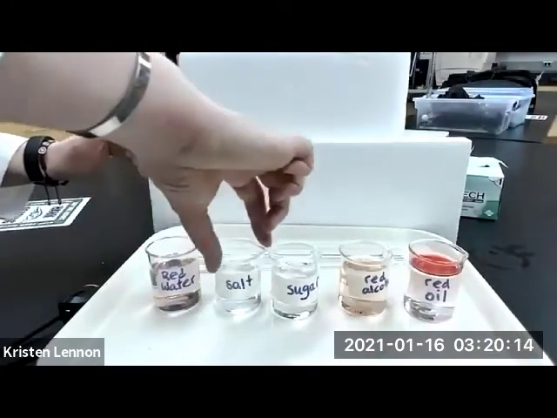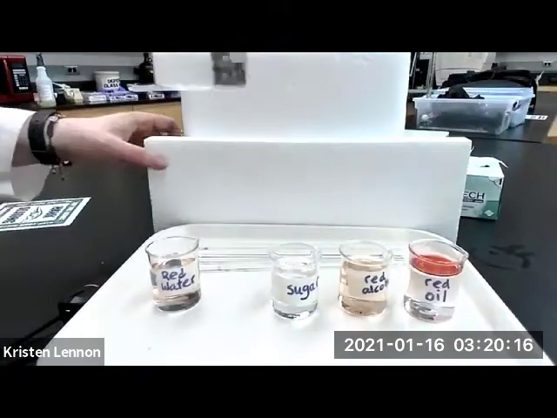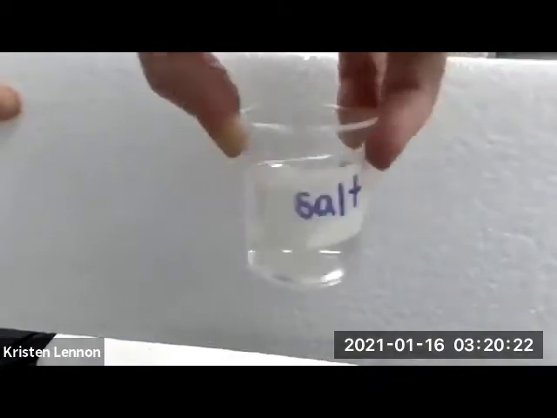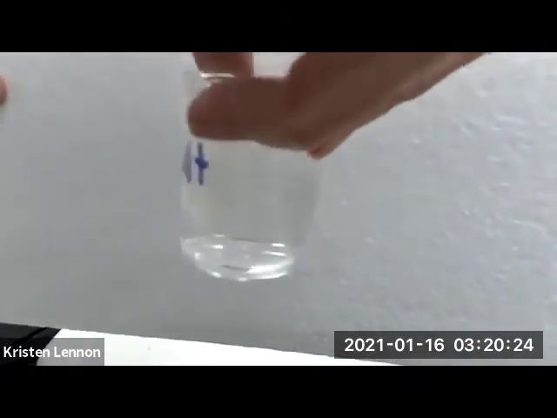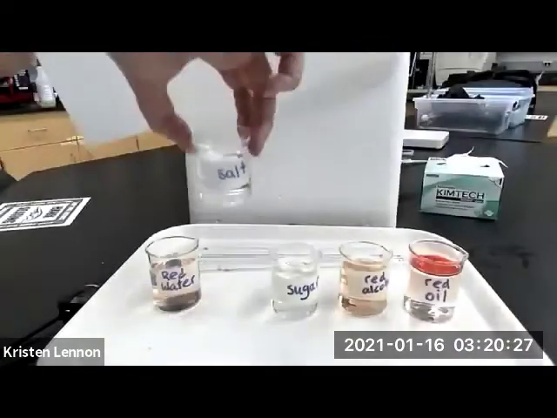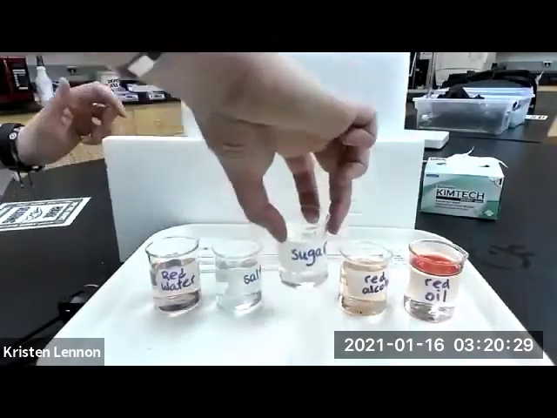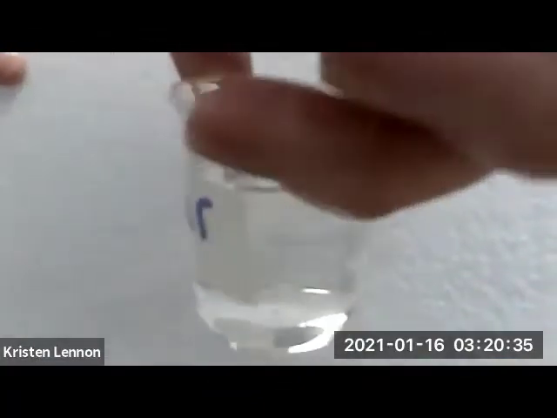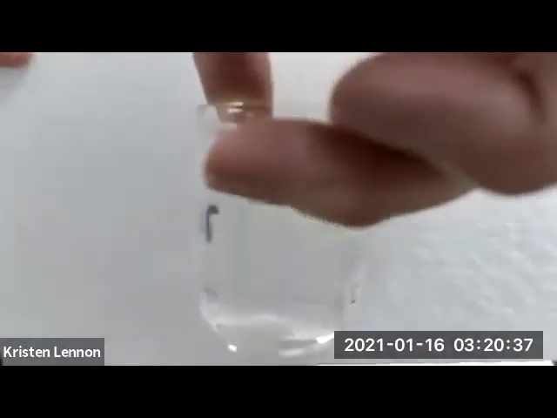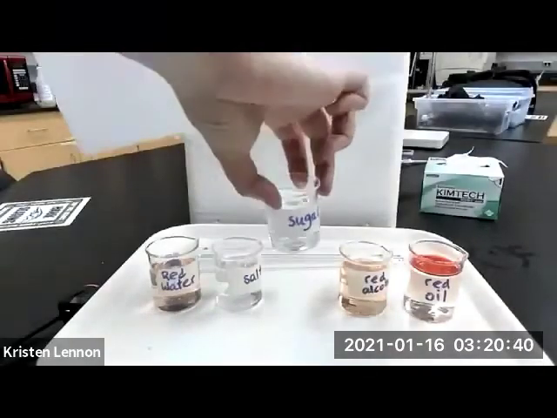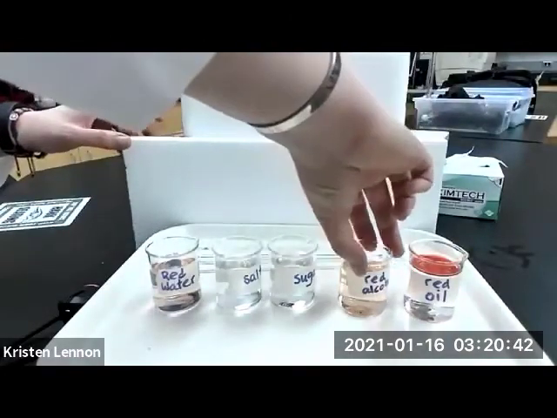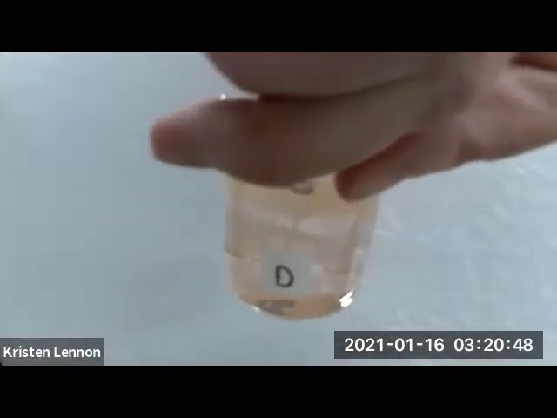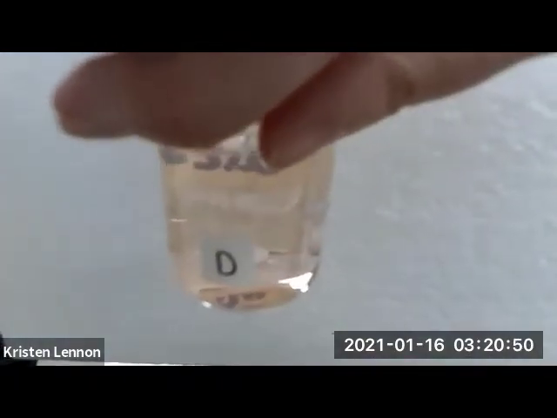Right here is the water with the salt in it. Okay, do you see any more crystals of salt? Here is the water with the sugar in it. Again, we're looking for crystals of sugar. Right here is the water with the red ethanol or alcohol. We're looking to see if there's a distinct separation.